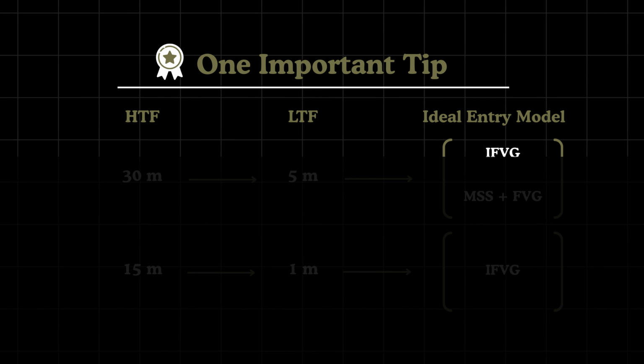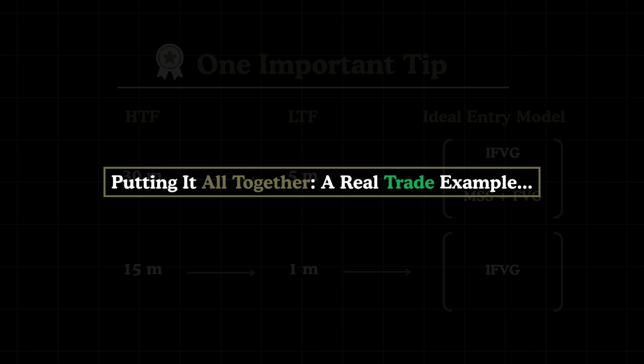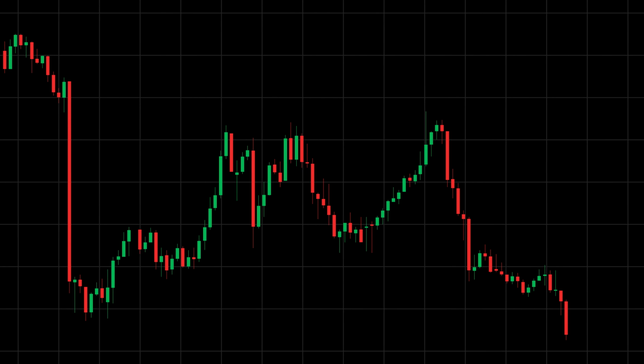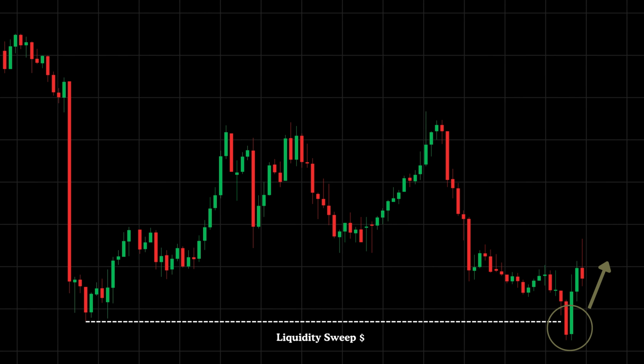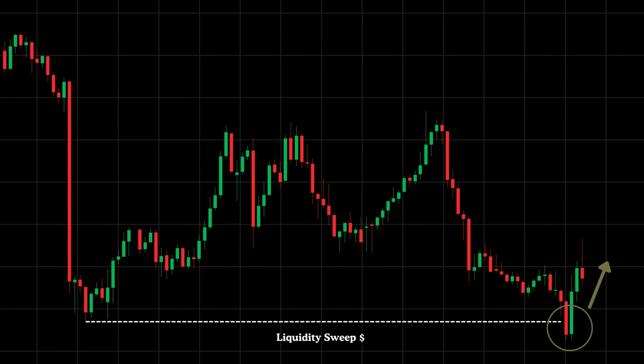Now, let's bring everything together and walk through a live chart example to see precisely how this strategy unfolds. On the screen, we have the US dollar, Swiss franc 1-hour chart. As you can see, after price swept the sell-side liquidity beneath this 1-hour swing low, it quickly returned inside the range, sharply reversing direction and pushing upward.